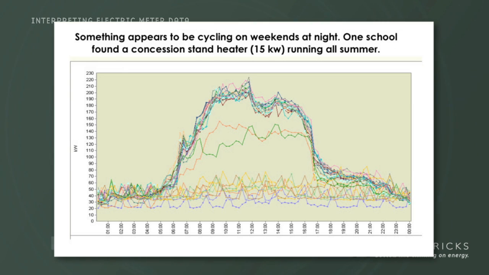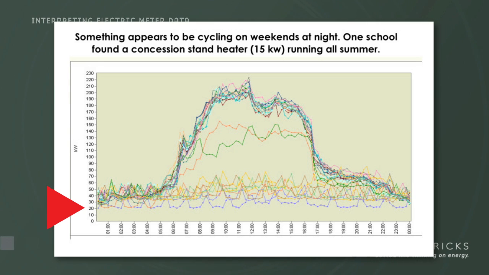Now this is another load profile. In fact, this happens to be a school. There appears to be something cycling on weekends at night. Every few hours, something's turning on, approximately 20 kW load, and it's turning off again. Granted, this may be normal, but we had one school that found a concession stand heater of about 15 kW that was running all summer long.